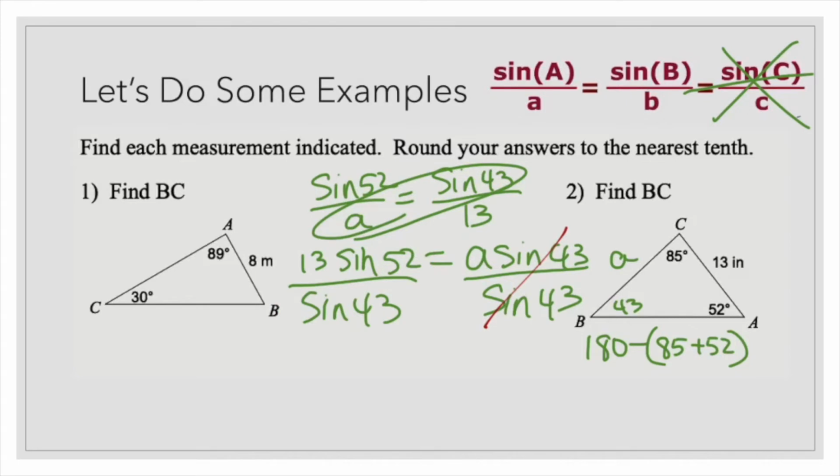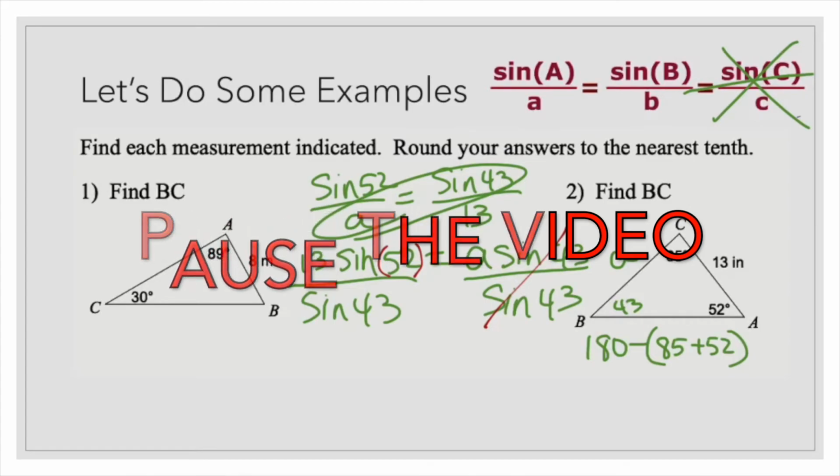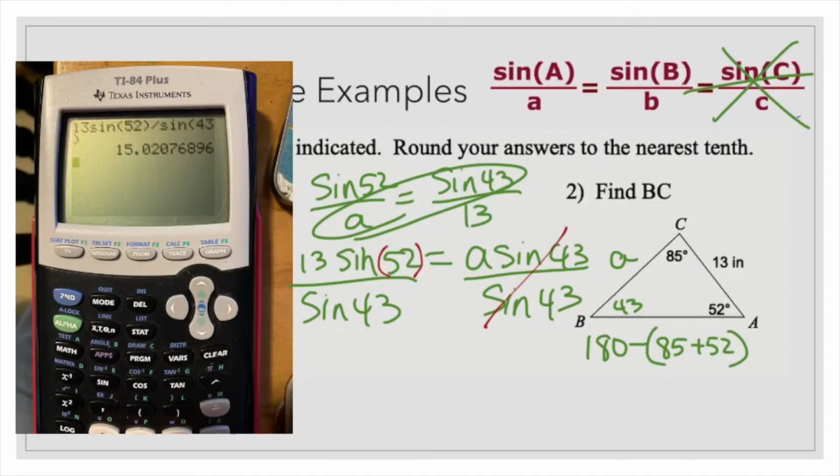Again, make sure that you close the parentheses here before you hit the divide key to get the sine 43, and make sure you're in degrees. Pause the video and come back when you've got it and check your answer with me. When I did it on my calculator, I got 15.02. We're going to round to the nearest tenth. So we're going to have 15.0. But remember, I've got some units here of inches I need to include. Don't forget that.